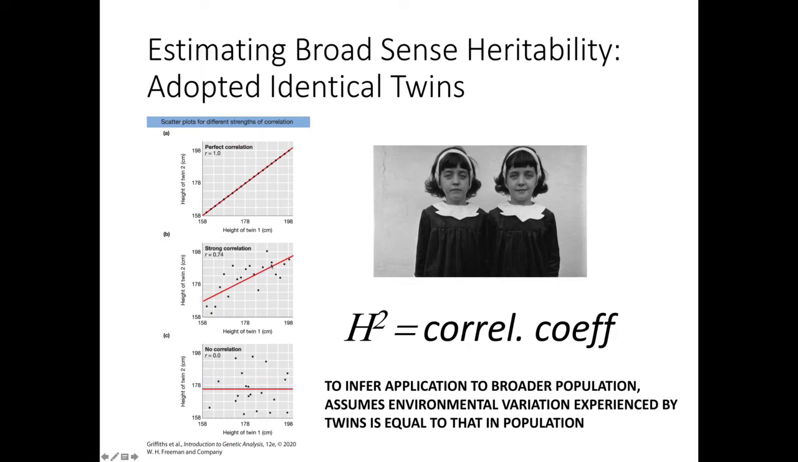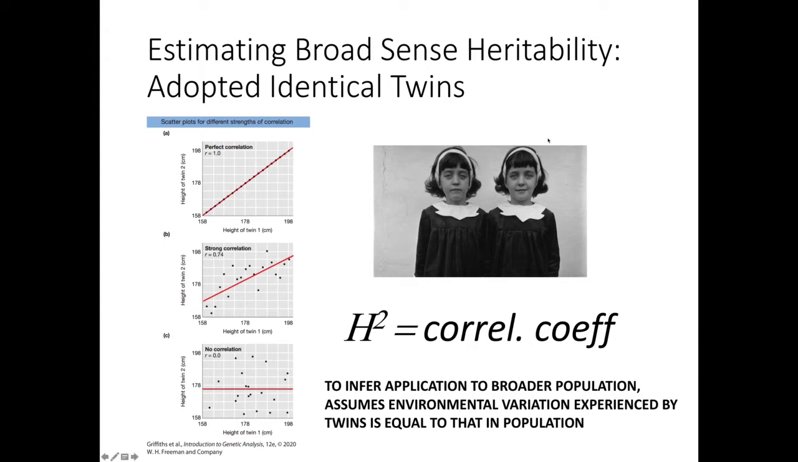But the correlation can weaken, right? Here it's not perfect, and here there's no correlation at all, and we can go from 1 being perfect correlation, to a strong correlation of 0.74, to no correlation. Now it turns out that one can do some math to show that broad sense heritability between the identical twins can be measured with just simply the correlation coefficient.